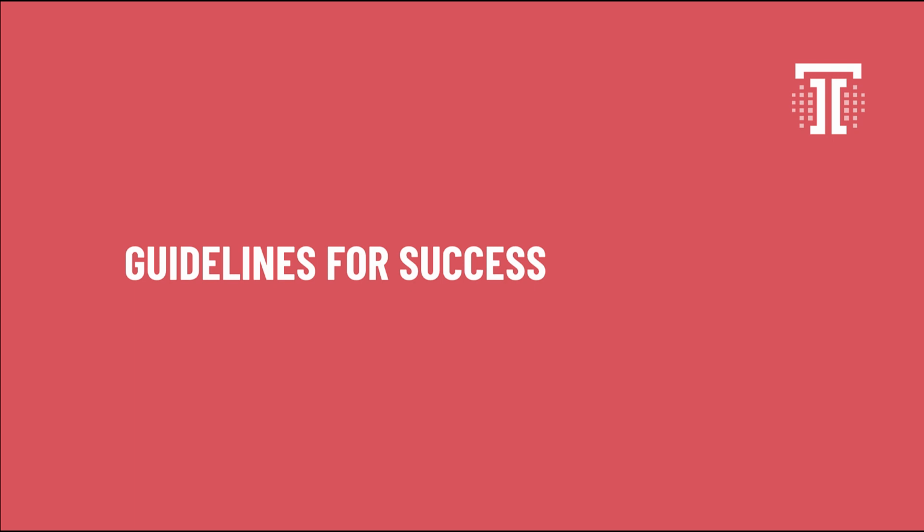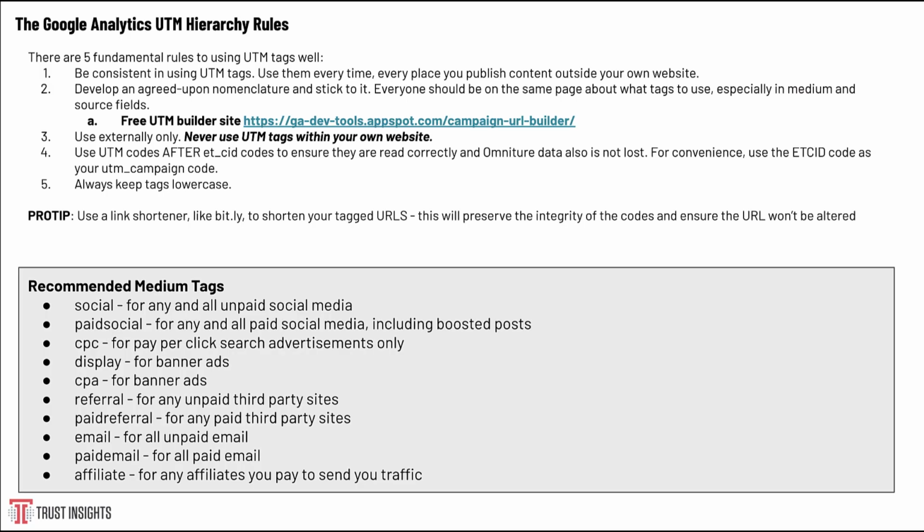So let's look at some of those guidelines in more detail to make sure that your UTM code usage is successful. Number 1, be consistent. Use the same codes every time. So don't use Facebook in one post and then FB in the next post and FBIG in the third post. If you have got a site that you're working with, that you're posting content on, be consistent.